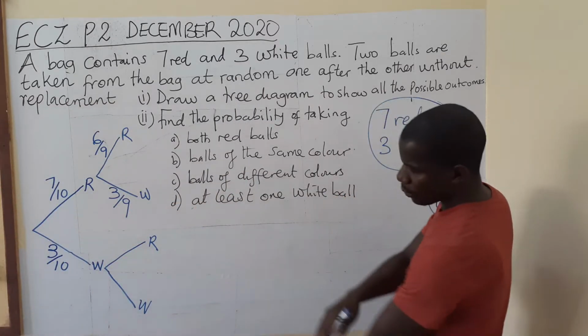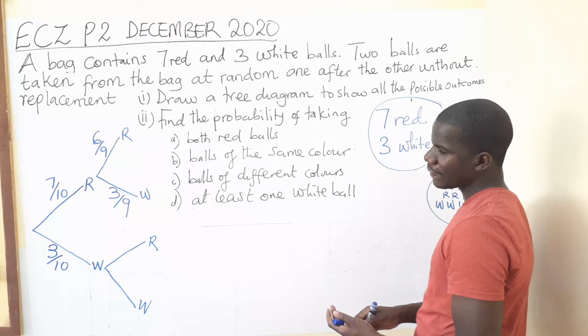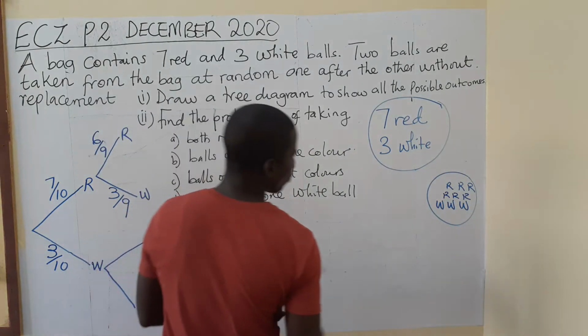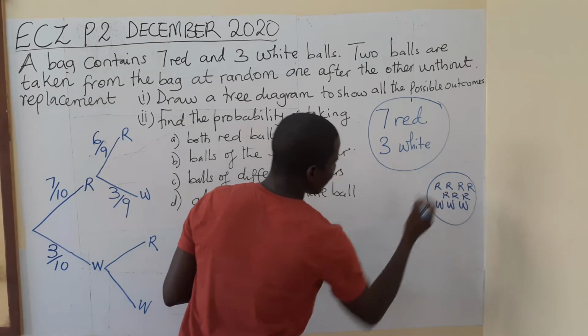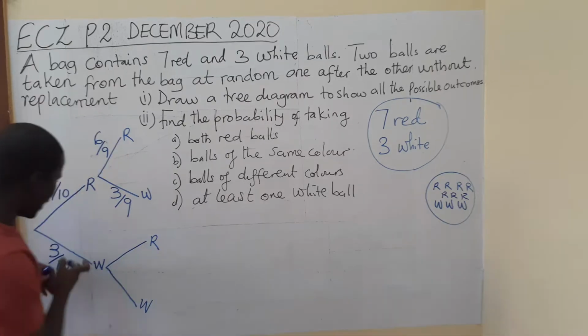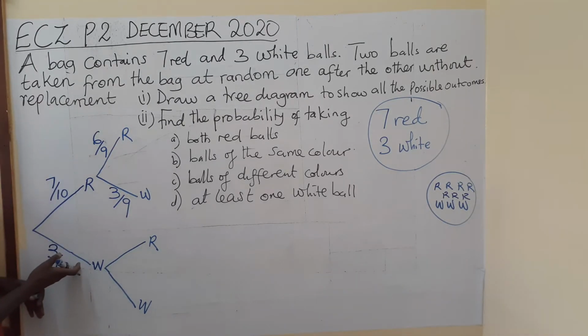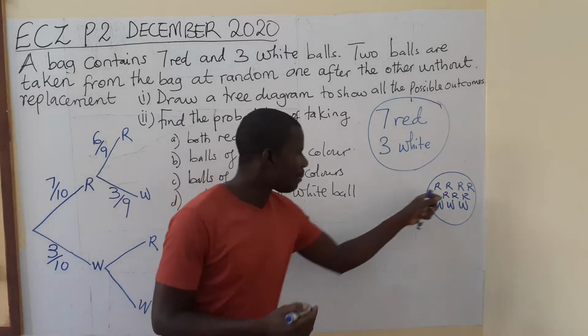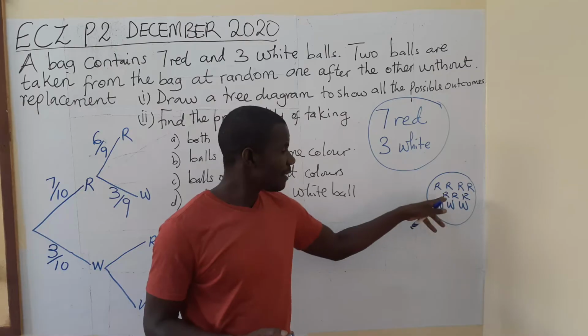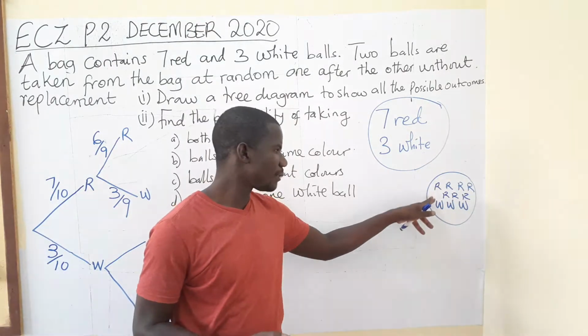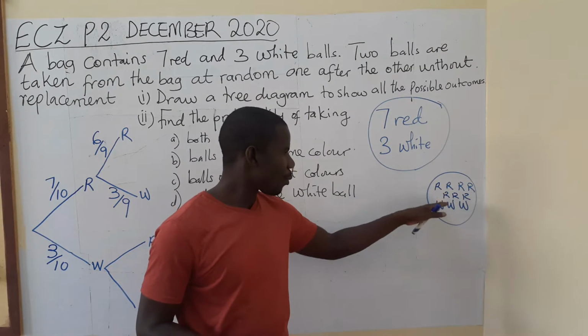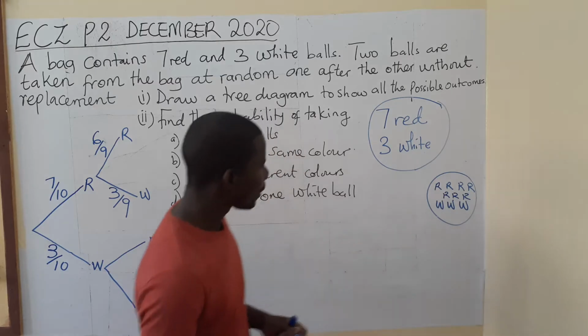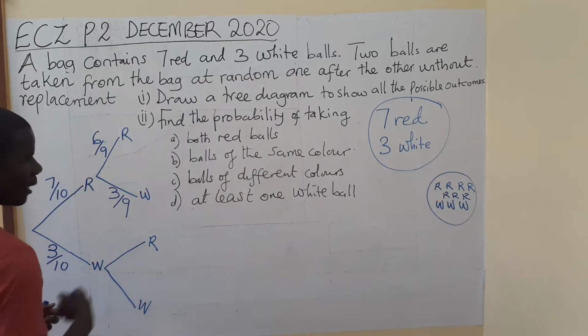Now we are going to the other side, where we are looking at if the first one that was picked is white. So I'm going to return this red here, because now we are looking at a different arm of the tree diagram, a different branch. Look at it now, everything is back. What is the probability that, if the first one picked is a white ball, the second is going to be a white ball?